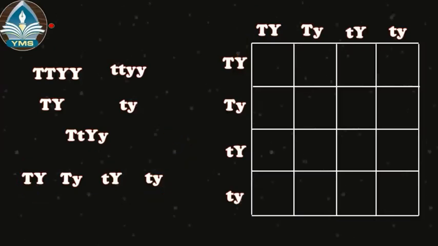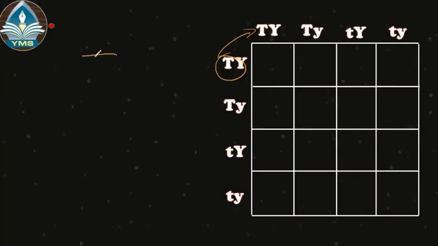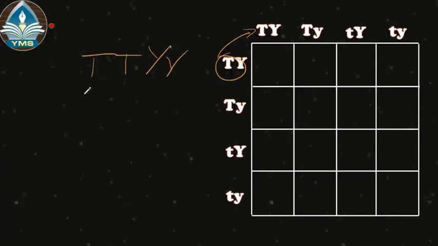Now here, we're going to start crossing them. This one with this one will give us capital T, capital T, capital Y, capital Y. So we put the similar features together. The capital T will go with the capital T, then we put the capital Y with the capital Y or with the small y. It doesn't matter, but this is how we do it.